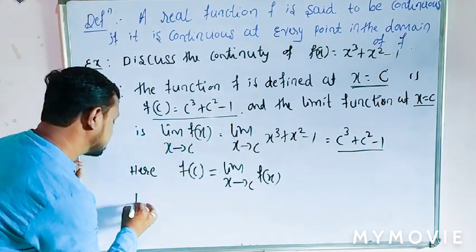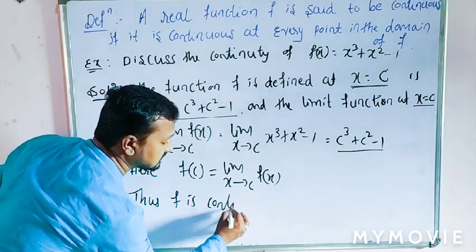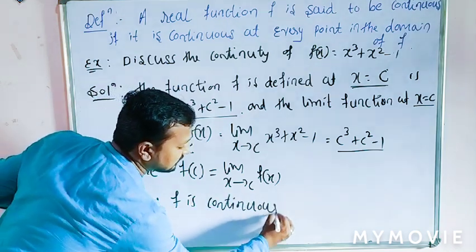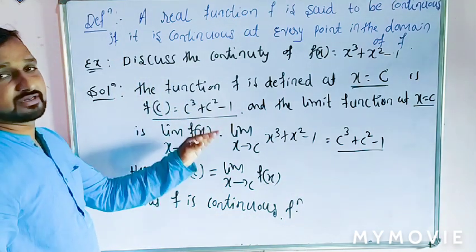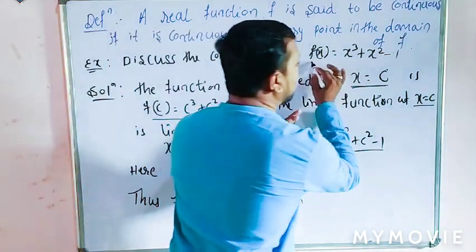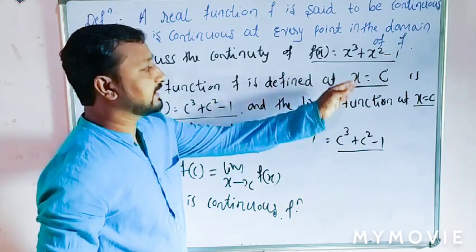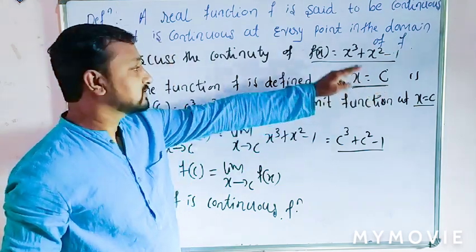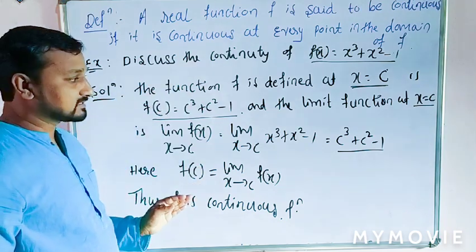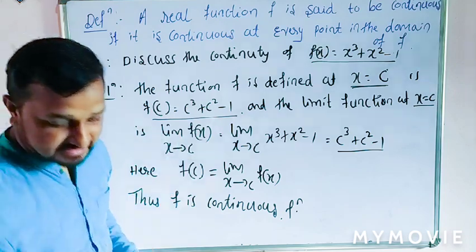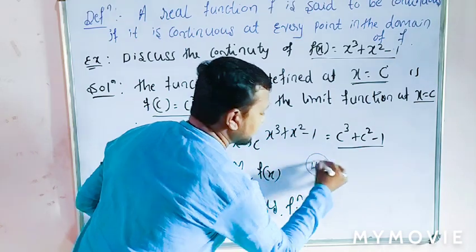Is that clear? Thus f is continuous. Generally f is a continuous function. Is that clear? This is the procedure. Only a function is given, not a particular point. So in that situation we take c as that point. Is that clear? So this is the example. Very easy way, students. This is a basic example. Is that clear? So note down this example.